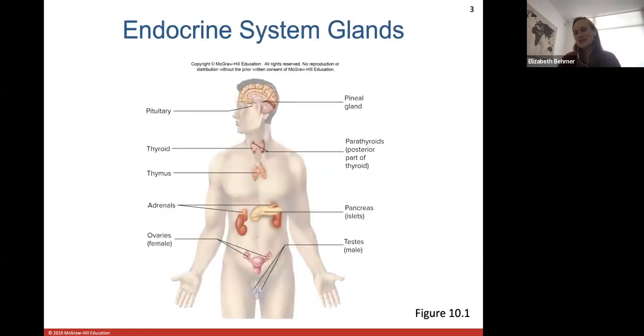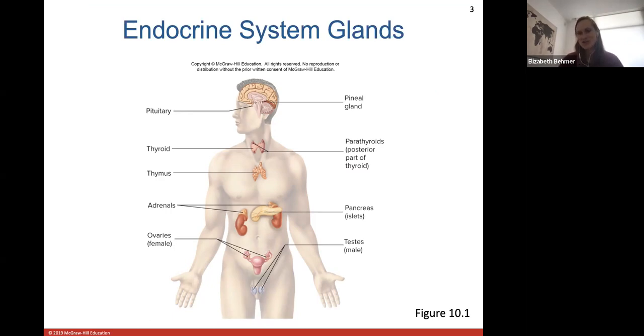Okay, so the endocrine system glands are shown here. And these are glands in the body that produce hormones that control many of your bodily functions, from metabolism, which turns food into the energy that your cells need, your sleep-wake cycles, your nervous system, skeletal system, reproductive system, levels of insulin and glucose in the body.